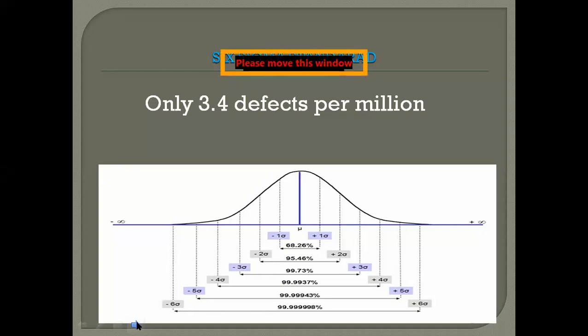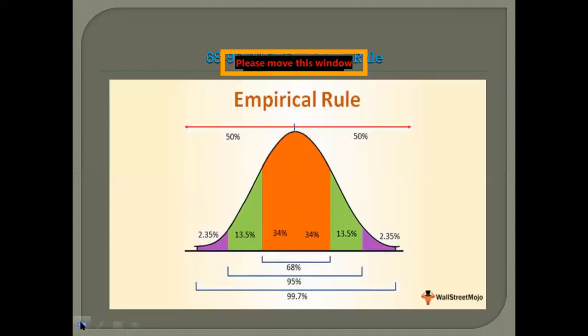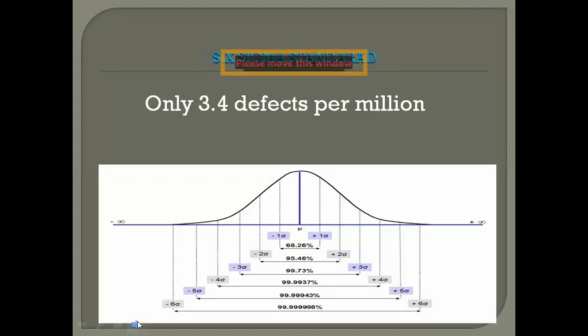Now, why I have mentioned the Six Sigma standard here is, if you look at it, the term sigma is used for standard deviation. We have a symbol to represent other things. So for standard deviation, we have sigma. So when we say Six Sigma, it means 6 standard deviations away.